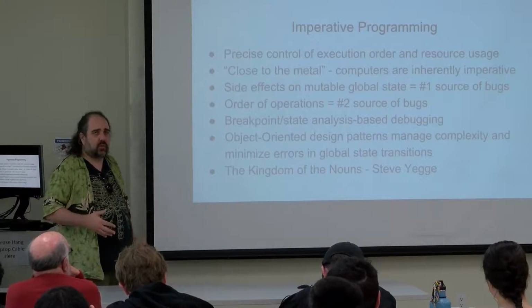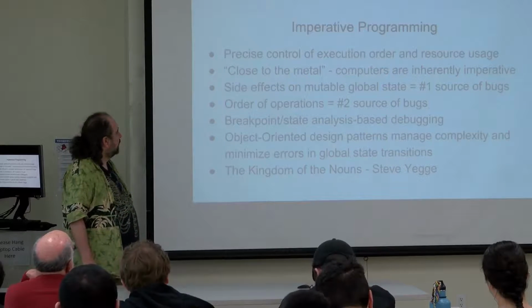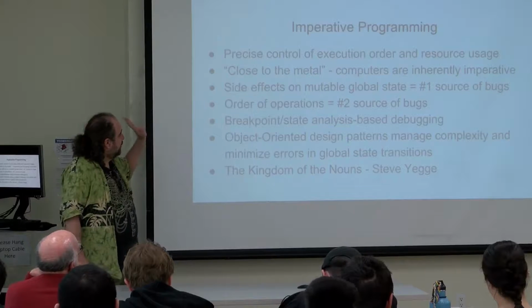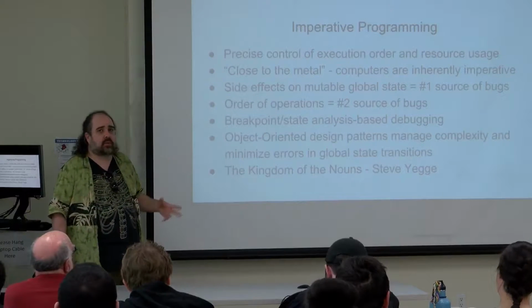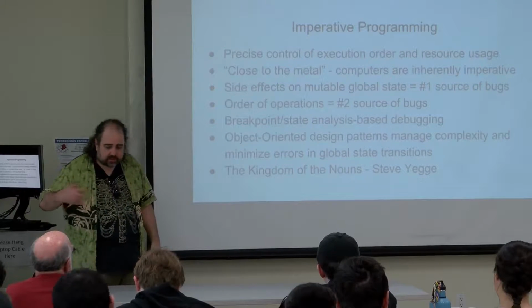These are all sort of the reasons why imperative programming has dominated software engineering, at least in the business world. You can do side effects, and you can have changes of global mutable state. That's like the number one source of bugs in an imperative program: I made a change over here that somebody else is going over here.